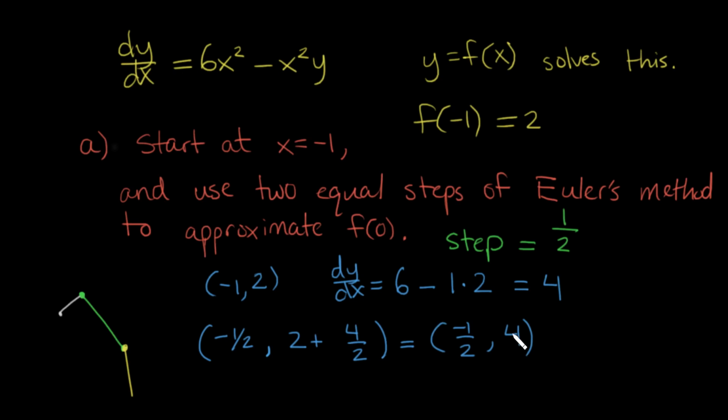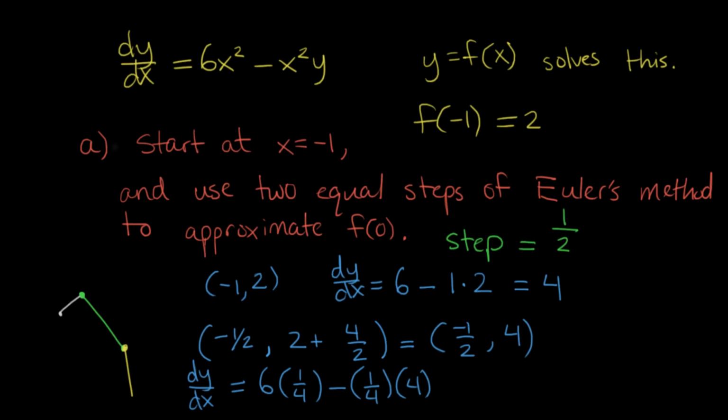Let's compute the second step. And it is, again, of size 1/2. But now we have a new x-coordinate, so we're going to have a new slope. So let's calculate what this new slope could be. Well, dy/dx at negative 1/2, 4 is what the slope is going to be. So first we have 6 times x squared, and x is negative 1/2. Negative 1/2 squared is 1/4. So this is going to be times 1/4. And from that, we subtract negative 1/2 squared, again simply 1/4, and we multiply that by y, which is 4.